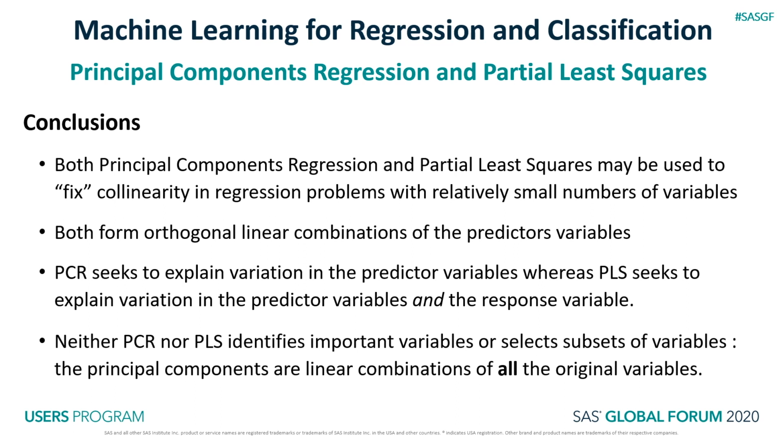Neither principal components regression nor partial least squares identifies important variables or subsets of variables. The principal components and underlying factors are all linear combinations of all of the original variables. So if you're trying to reduce not just the dimensionality of the regression, but actually the number of variables, to do some model selection or variable selection, then neither principal components regression nor partial least squares will do that for you.